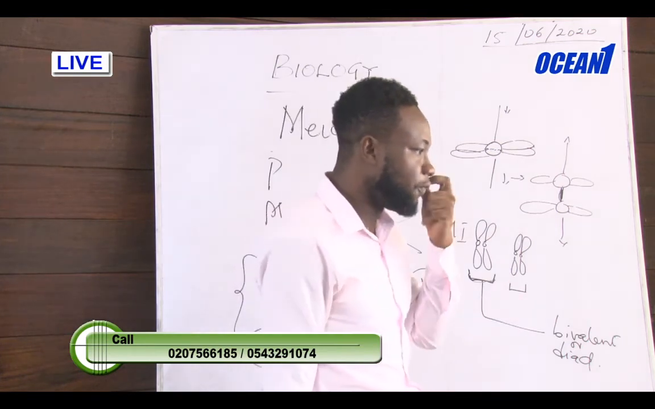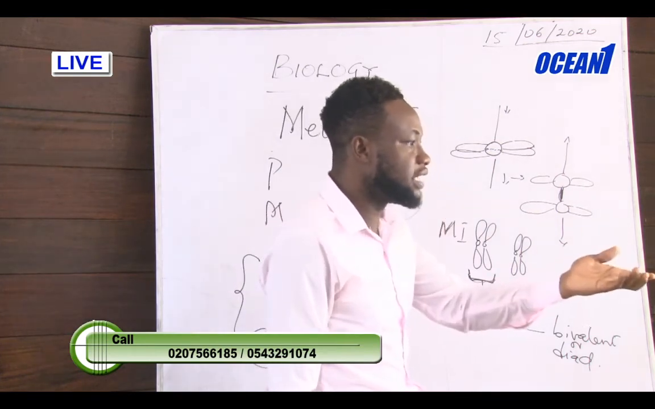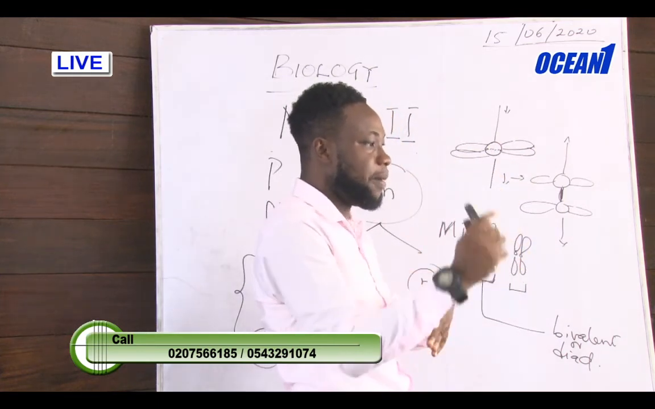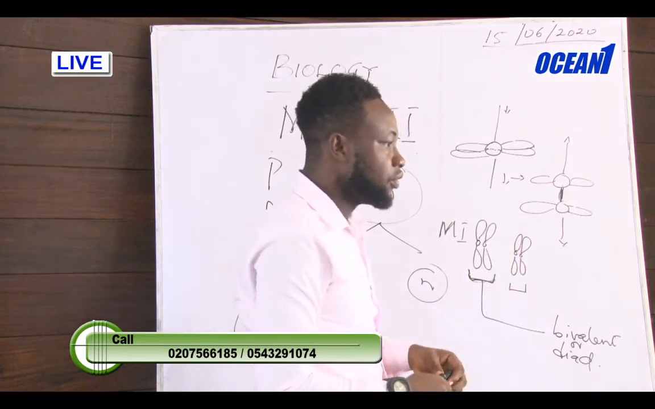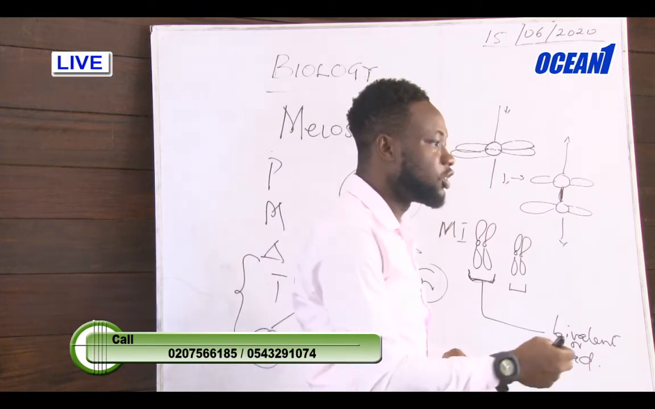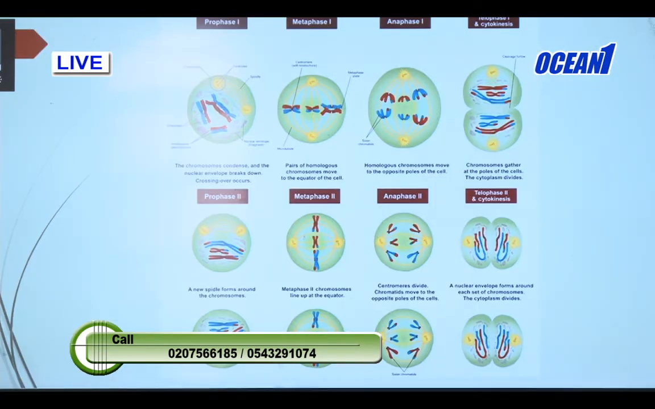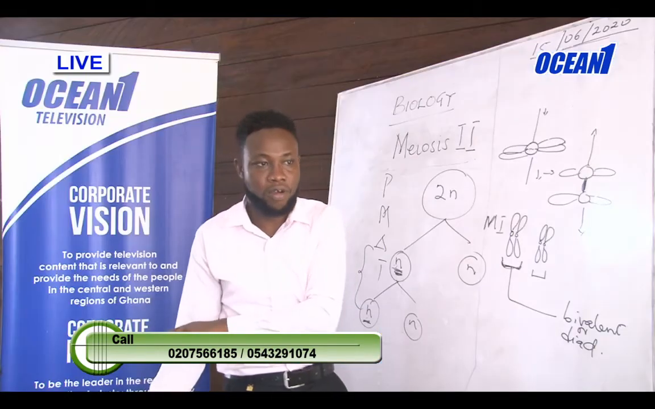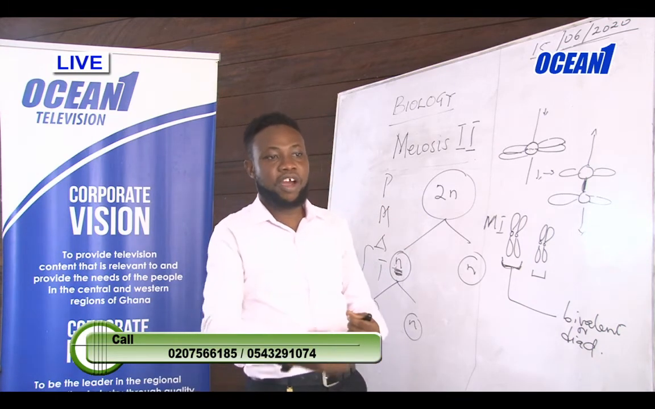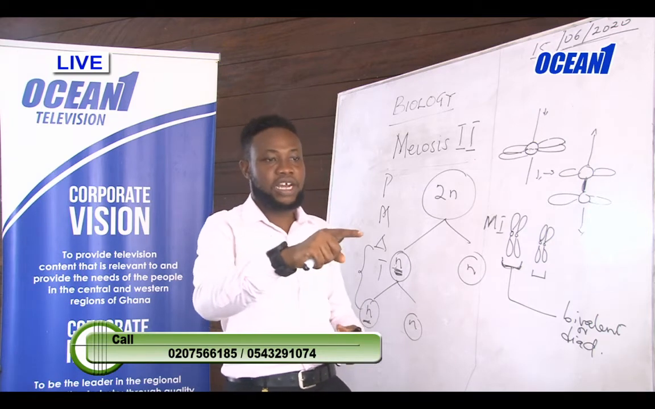So, at prophase 1, you see that the nuclear membrane is intact, though it begins to disappear. Then the chromosome condenses, the nuclear envelope breaks down, then crossing over occurs. We've already talked about the synapses. We said the synapses will lead to the formation of bivalent. The bivalent will lead to crossing over, which will lead to the formation of the chiasmata. This all occurs in prophase 1. Then we now move to metaphase 1. So look at the metaphase 1.